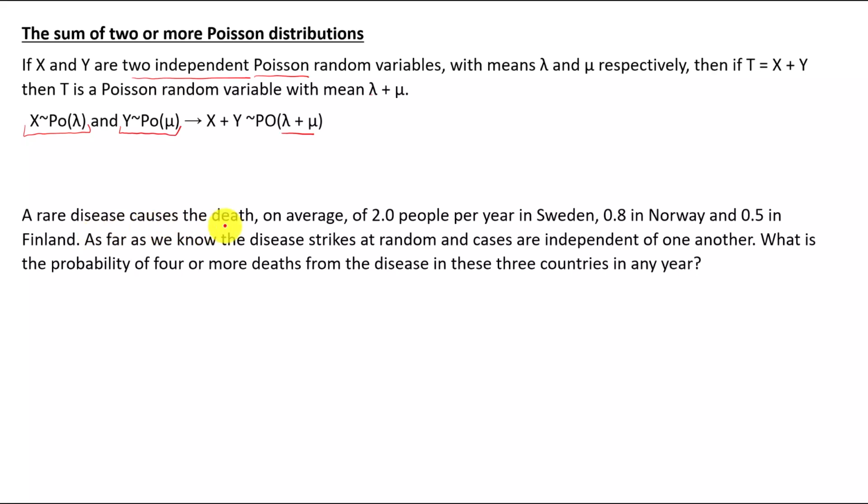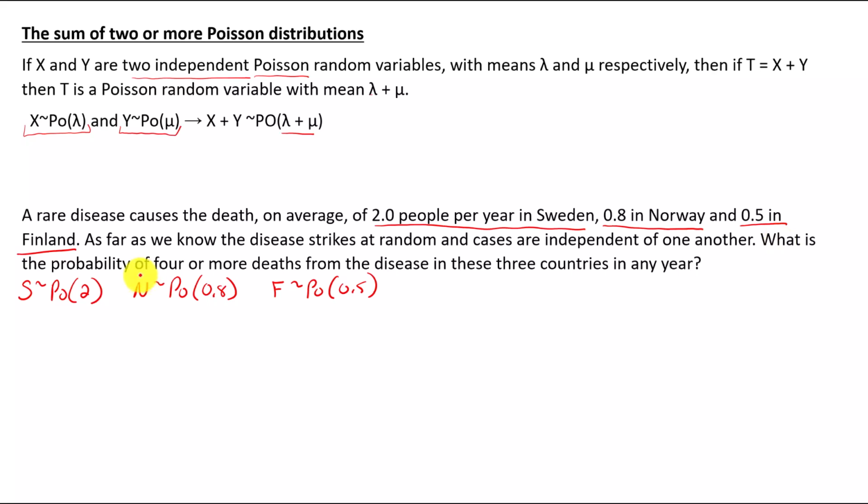A rare disease causes the death, on average, of 2 people per year in Sweden. So I'm going to call this one S. And I'm going to say that's a Poisson, and 2 is my mean. 0.8 in Norway, so I'm going to say N is Poisson with a mean of 0.8. And then 0.5 in Finland. So F is Poisson with 0.5. Okay? As far as we know, the disease strikes at random and cases are independent of one another.